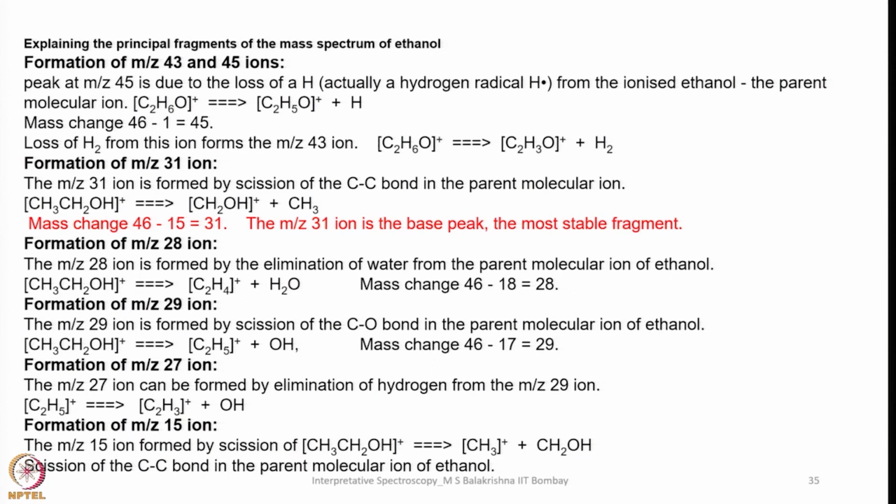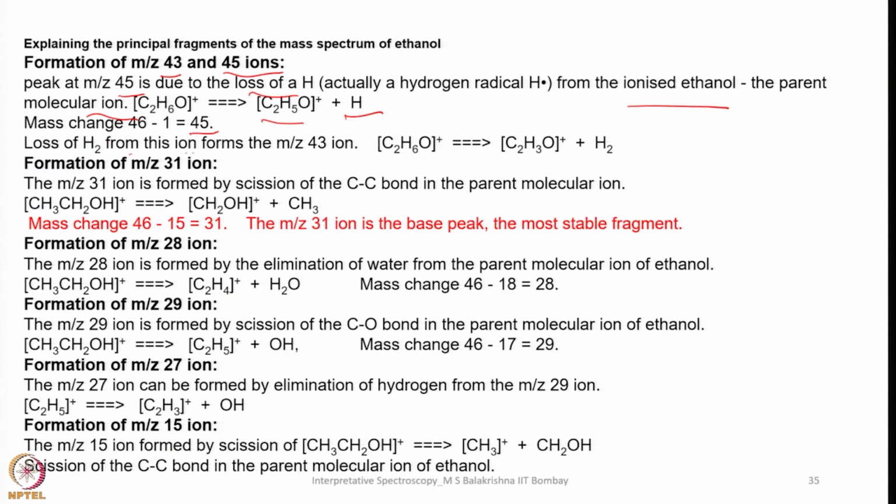So now a little bit more information I have given about this ethanol fragmentation. This explains the principal fragmentation of the mass spectrum of ethanol. This may be helpful in analyzing organic molecule spectra, especially taken from either electron impact or chemical ionization. So formation of m/z equals 43 and 45 ions. The peak at m/z 45 is due to the loss of a hydrogen radical from the ionized ethanol. The parent molecular ion is C2H6O plus, which gives C2H5O plus, and H comes out. The mass change is 46 minus 1 equals 45.